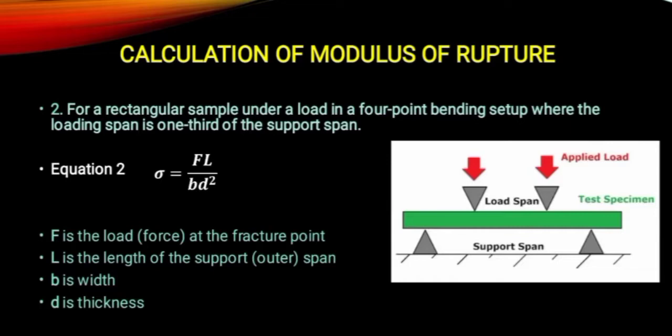So next is 4-point bending setup where the loading span is 1/3 of the support span. Just like 3-point bending test, it is usually conducted in a rectangular beam with 2 roller supports. But unlike the 3-point bending test, 4-point bending test has 2 loadings. So this is the formula of 4-point bending setup where the loading span is 1/3 of the support span.